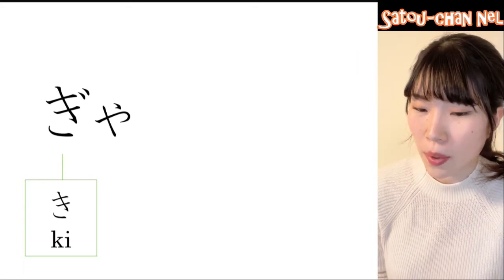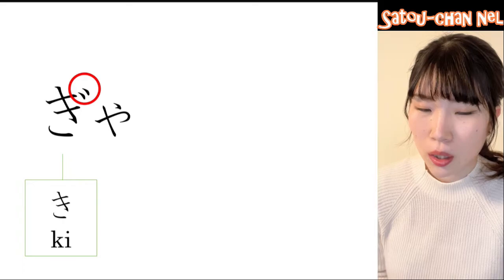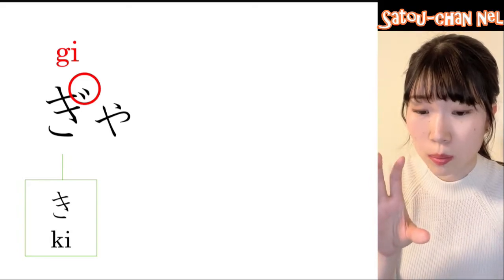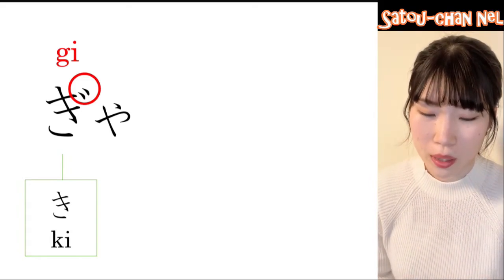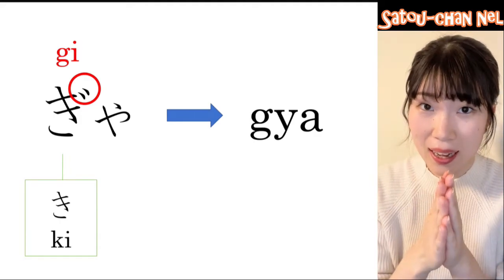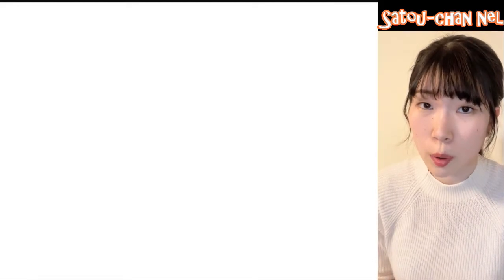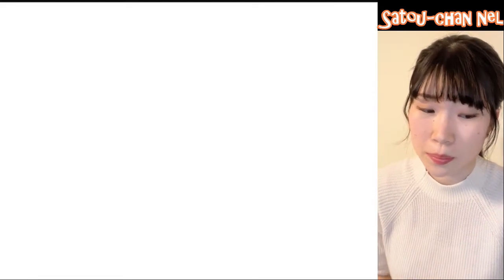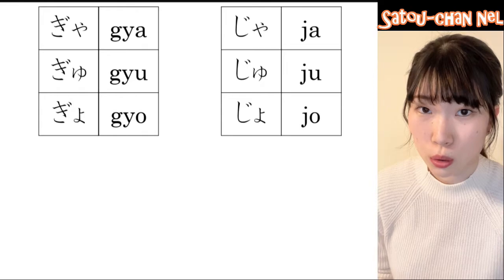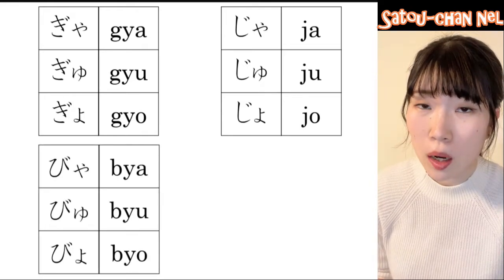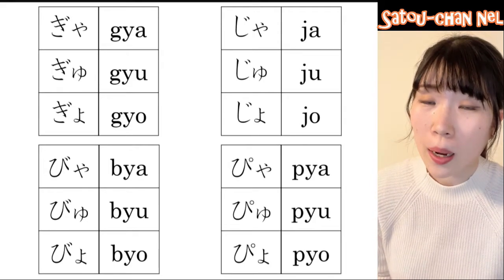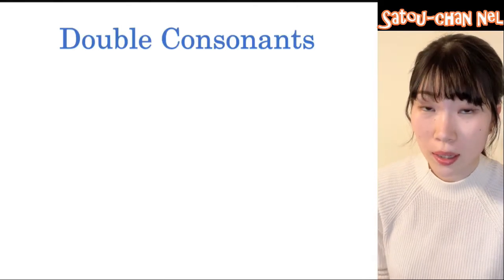Can you read this one? This hiragana itself is ki, but 濁点 mark is here, so it's ぎ. ぎ plus small ya is ぎゃ. Diacritical marks and small ya, yu, yo can be used together. ぎゃ、ぎゅ、ぎょ、じゃ、じゅ、じょ、びゃ、びゅ、びょ. And with 半濁点 marks, ぴゃ、ぴゅ、ぴょ.